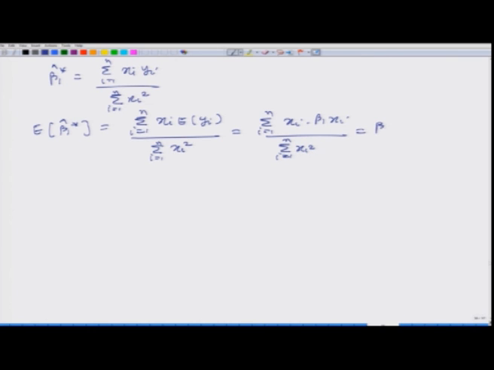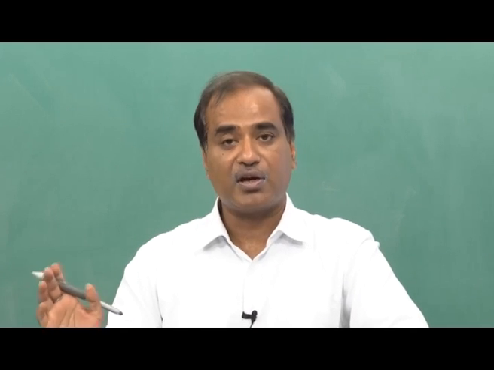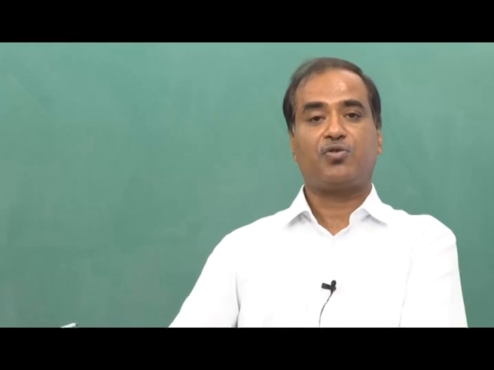So, this quantity is nothing but summation i goes from 1 to n xi square upon summation i goes from 1 to n xi square, and this is the same as beta 1. So, this remains an unbiased estimator. So, beta 1 hat star is an unbiased estimator of beta 1, that is established. So, there is no change in the property of unbiasedness of the slope parameter estimators in the case of the model with intercept term and the model without intercept term.